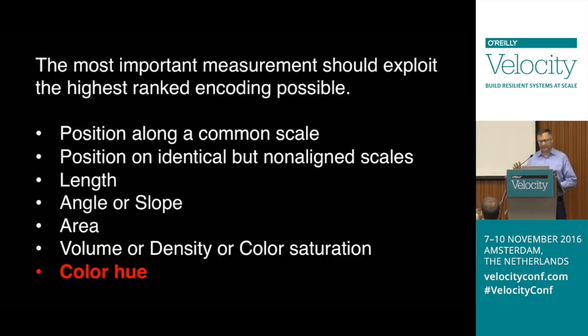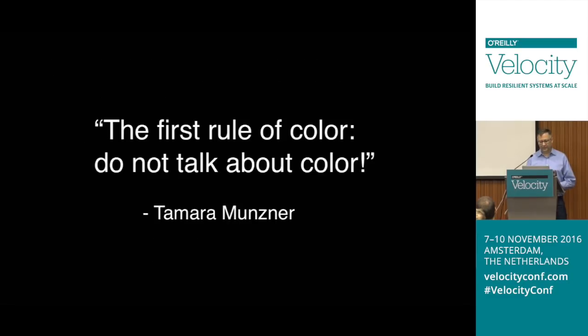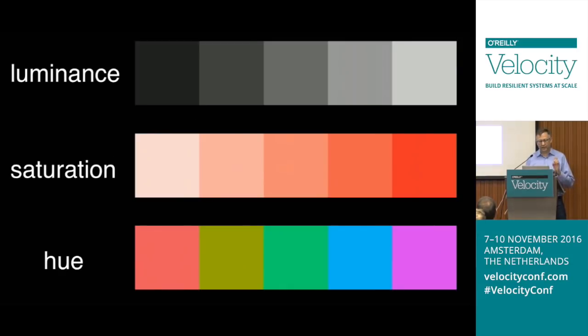Before I can even get started, I need to talk about how color works, because human color perception is incredibly complicated. As Tamara Munzner says, the first rule of color is do not talk about color, because color is not a single thing. Color is really 3 things. There are 3 channels that are encoded in any one color. The first is luminance, which is roughly how bright a color is.